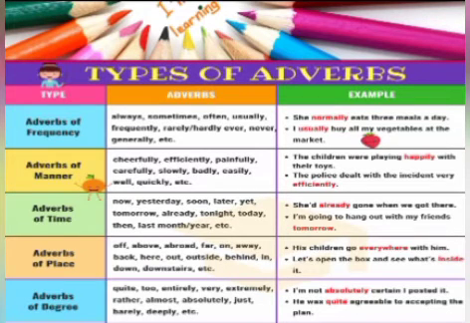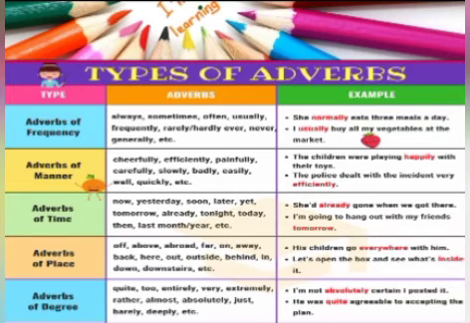So let's recapitulate all the 5 types of adverbs. Adverbs of frequencies are having the examples like always, sometimes, often, usually, frequently, rarely, hardly, ever, never, generally. She normally eats 3 meals a day. How many times? Normally. I usually buy all my vegetables at the market. How many times do you buy? Usually.